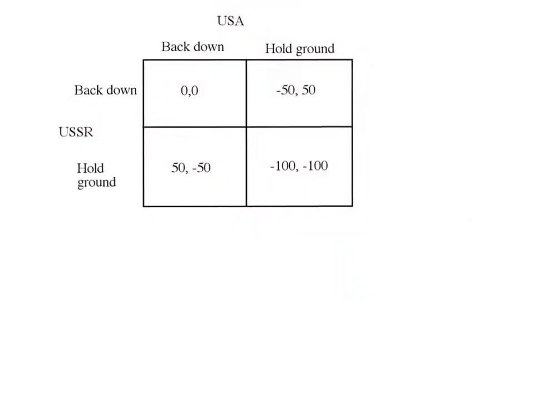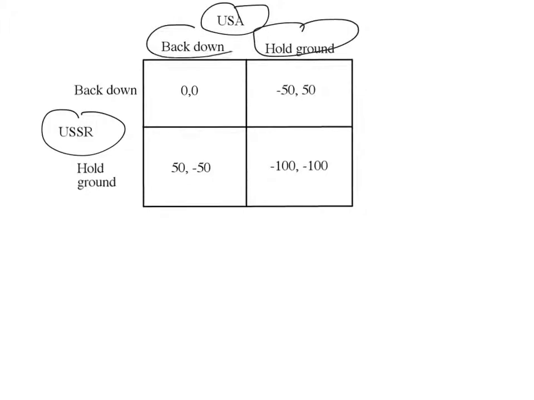So here's a common payoff matrix about the USA and the USSR. It's essentially talking about the Cold War, and their two strategies can either be to hold their ground or to back down. And if they both back down, their payoffs will be 0.